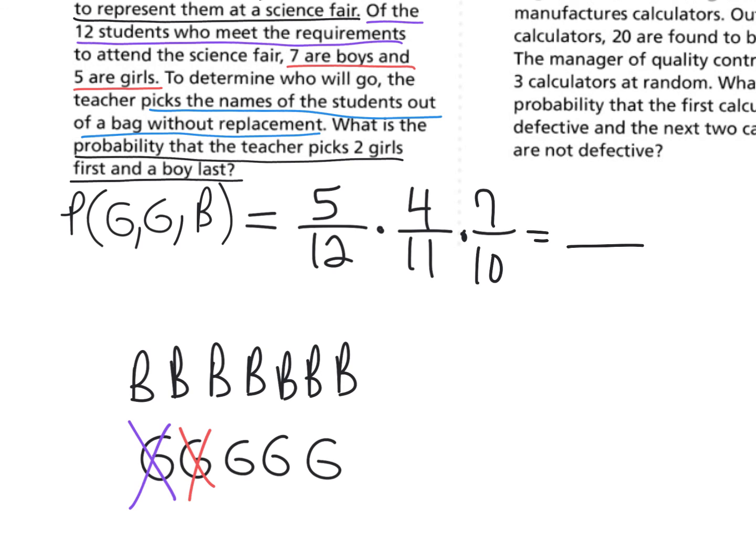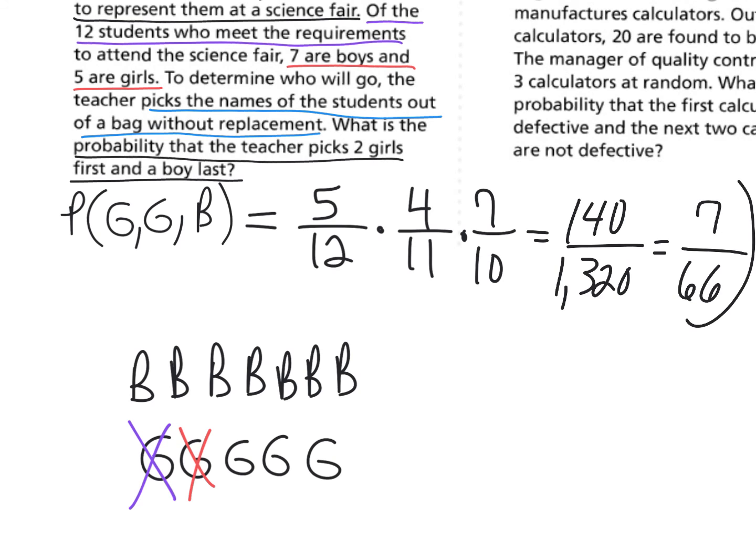If you multiply, this would be 140 out of 1,320. And we can reduce that down to 7 over 66. Okay, and remember, if you're allowed to use a calculator, there's a way of getting the reduced fraction on your calculator, but otherwise, if you just keep trying to reduce it down, you'll get it to that point.